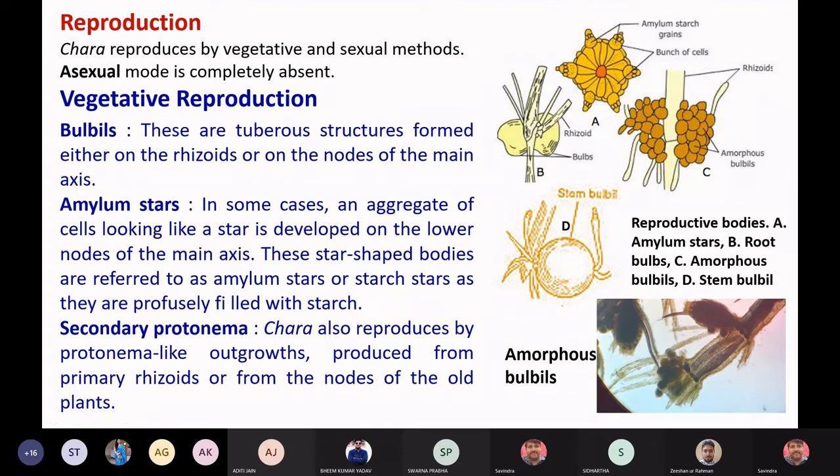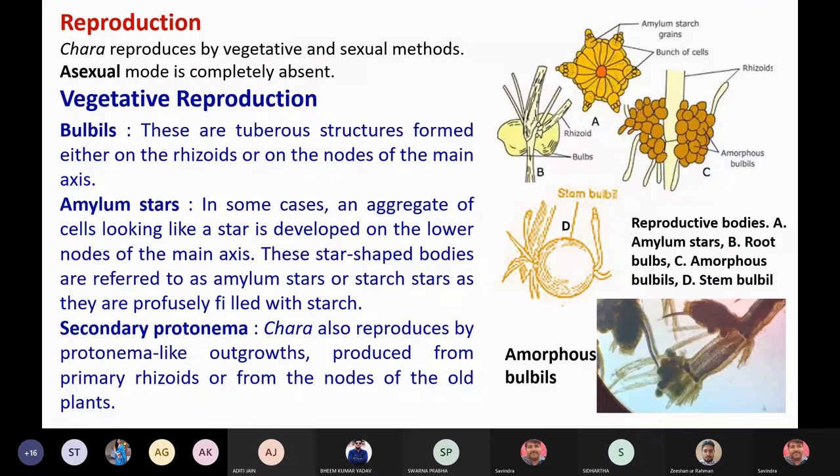Sir, I hope you have seen those outgrowths on the nodes of sugarcane as well. Have you seen that? Yes, sir. Just see the beauty of nature. We are talking about algae, and I'm comparing it with one of the most advanced plants, that is sugarcane.